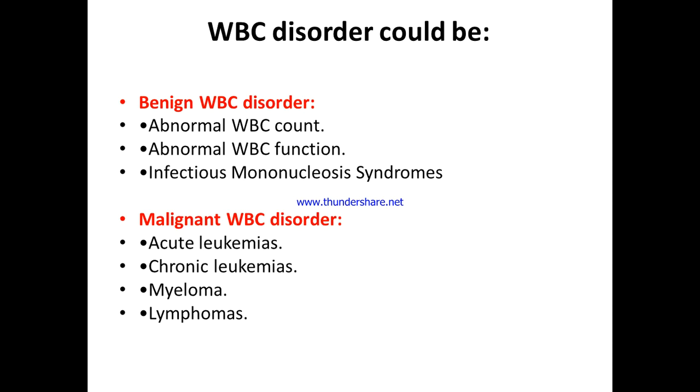It's either benign, like abnormal white PC count or abnormal white PC function, or infectious mononucleosis syndrome due to Epstein-Barr virus, or malignant white PC disorder like in acute leukemia, chronic leukemias, myeloma, and lymphoma. So we have non-malignant or non-tumorous white PC disorders, which are a difference in the white PC count, abnormal white PC function, or getting infectious mononucleosis syndrome, while the malignant or tumorous disorders of the white PC include leukemia, both acute and chronic, lymphoma, and myelomas.